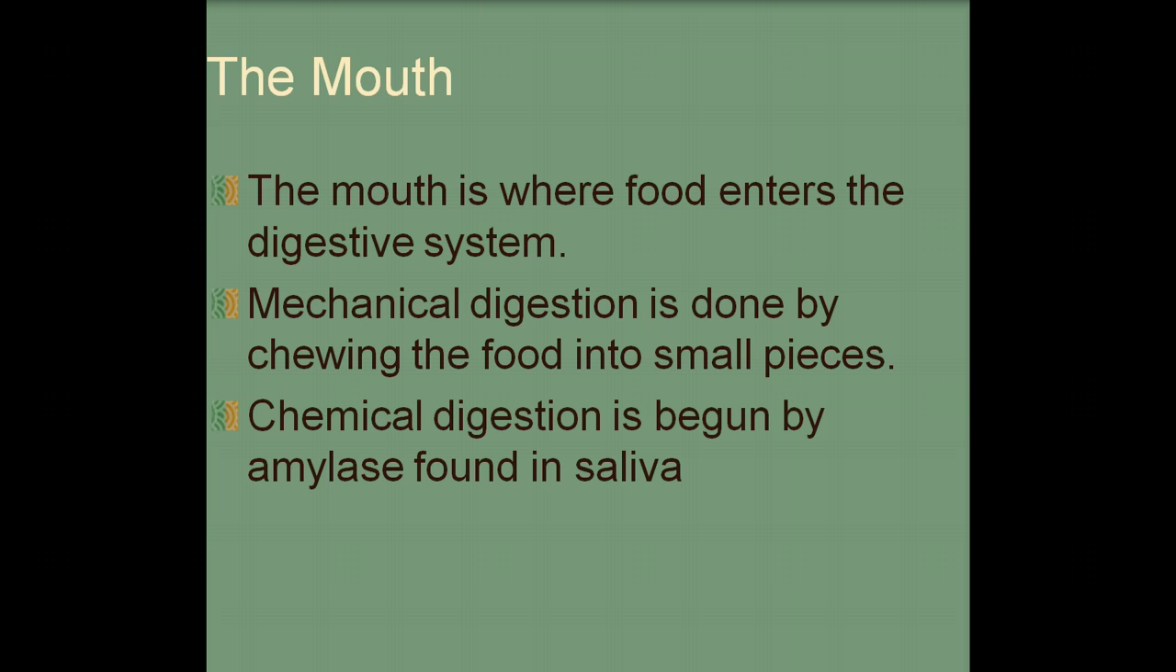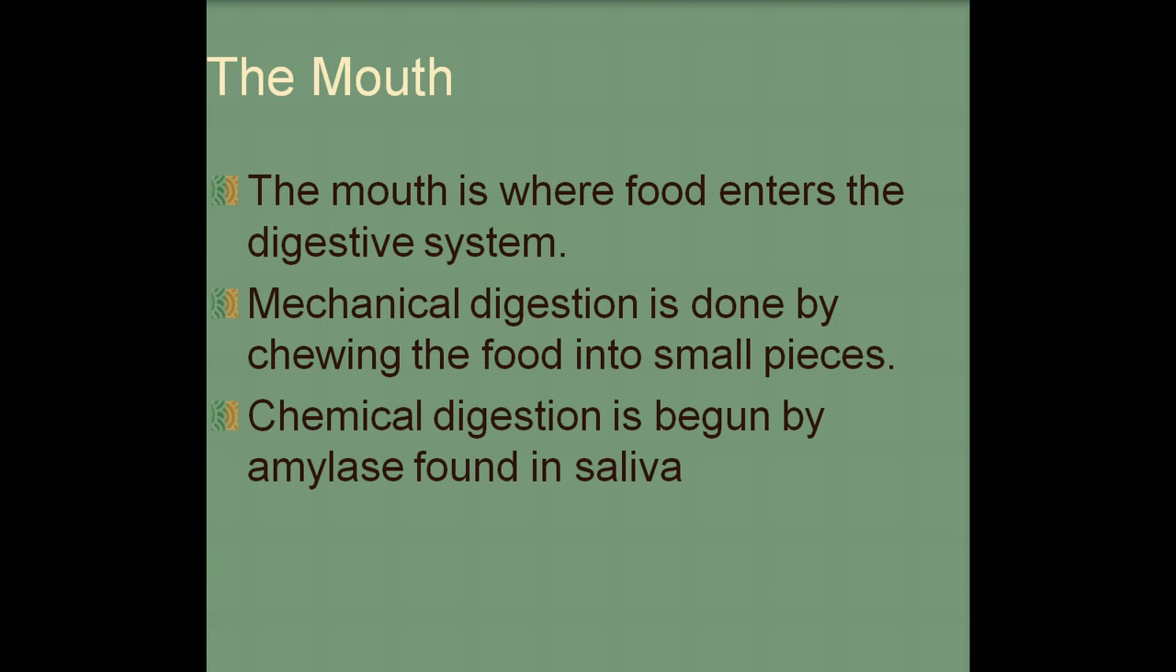The first part of the digestive system that we're going to talk about today is the mouth. The mouth is where food enters the digestive system. Two types of digestion begin in the mouth. The first is mechanical digestion. Mechanical digestion is completed by chewing food into small pieces. The other type of digestion is chemical digestion.